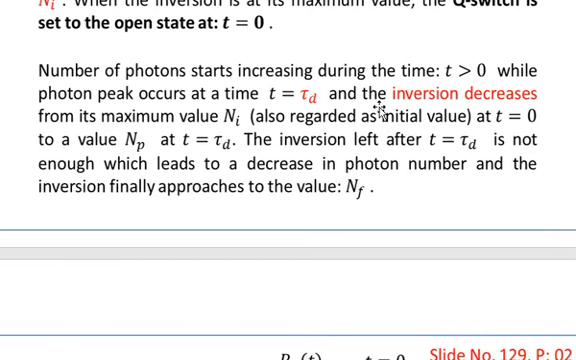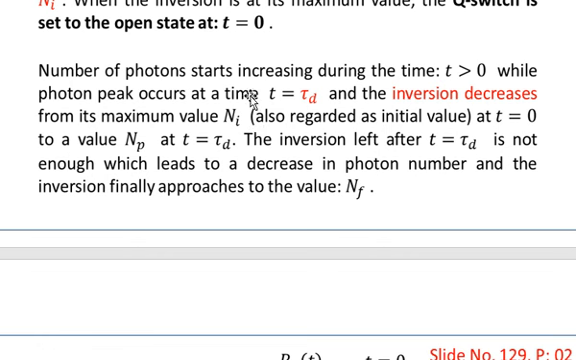So now let me read this paragraph again so that we can really understand what is happening. Number of photons starts increasing during the time t greater than 0. That is the time when the Q switch is set to the open state, while the photon peak occurs at a time t is equal to tau d, and the inversion decreases from its maximum value Ni to its value Np at time t is equal to tau d.